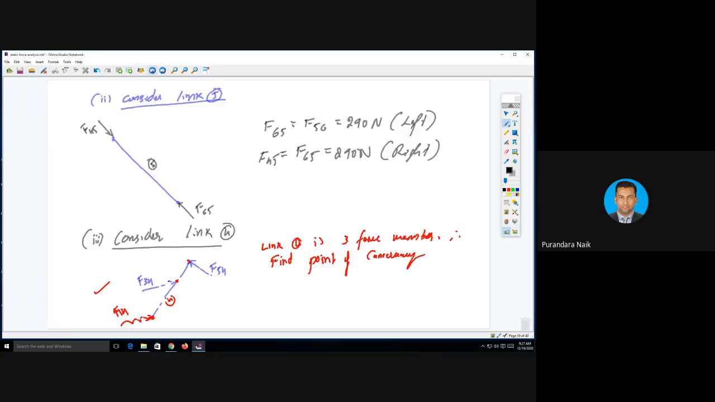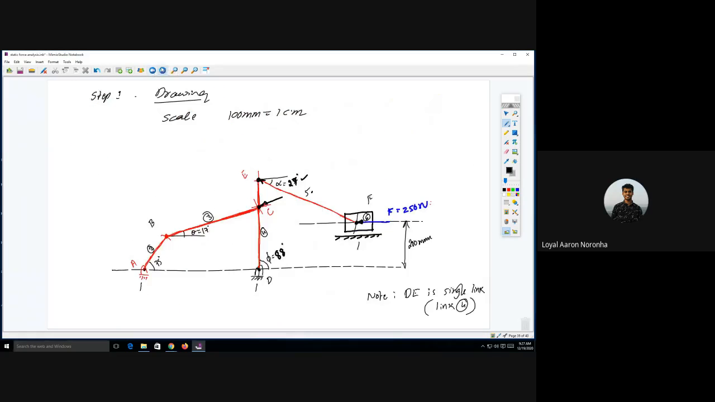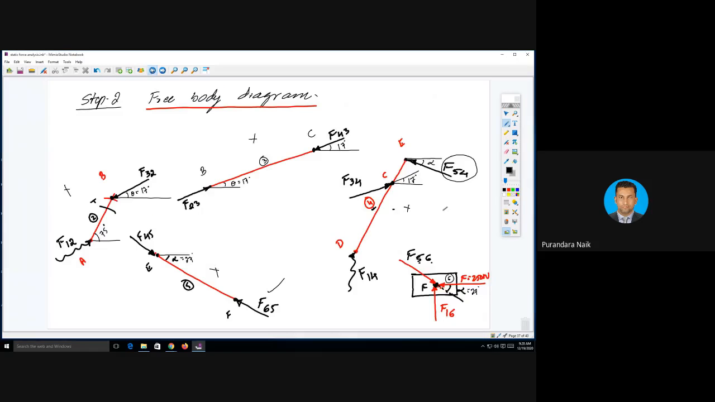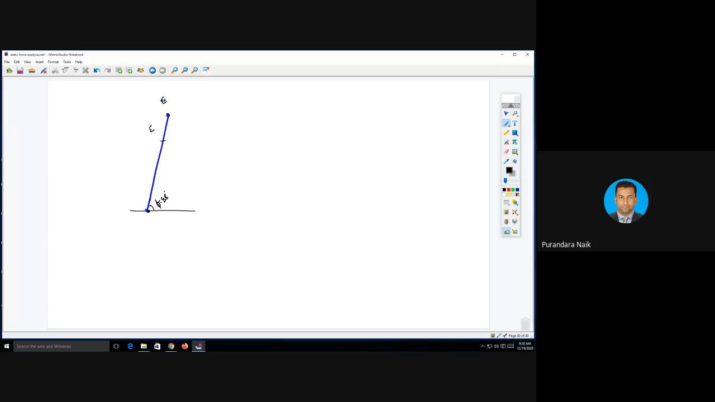What scale have you taken for the drawing? Yes, 1 centimeter. 100 into 1 equals 1 centimeter, right? What is the total length? 400. Okay. This point is E, right? What is the bottom point? It is D. This is E. This is C. This is D. Correct?